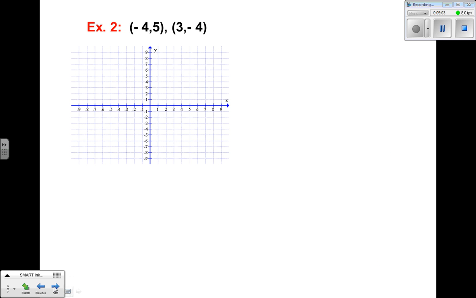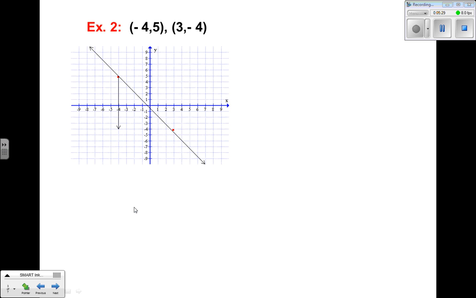The next example, I have 2 points again, (-4, 5) and (3, -4). What I want you to do is to place the video on pause and graph those 2 points and draw the line. So here's the point (-4, 5). Here's the point (3, -4). I draw the line. Now I'm going to start counting my slope.